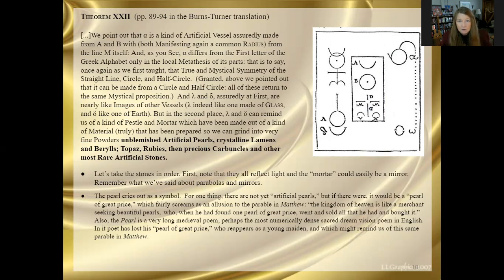Remember, Dee is a pious Christian, even if you or I might or might not be, but Dee certainly is. So the idea there is the kingdom of heaven is like a merchant seeking beautiful pearls who, when he had found one pearl of great price, went and sold all that he had and bought it. The kingdom of heaven is equated to a pearl of great price. And in the Dee universe, you can see even more reasons why this would be, because maybe an artificial pearl would be perfectly spherical, and that's the perfect form, and all kinds of other reasons you can find yourself.